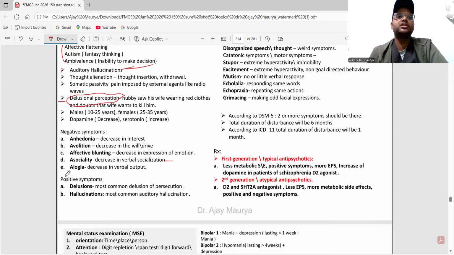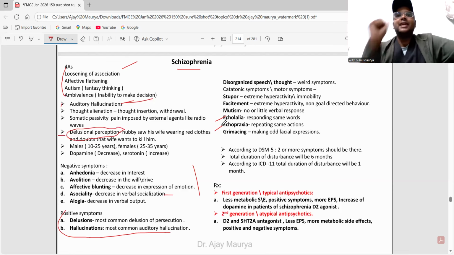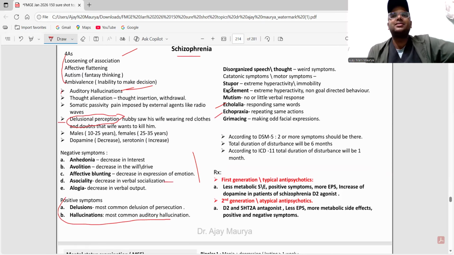So these are the positive symptoms, delusion and so on. And there will also be other symptoms, where the patient will have echolalia and echopraxia. What is echolalia? If I say any words, hello, how are you? He will say hello, how are you? And if I do like this, he will do like this. That is echopraxia.